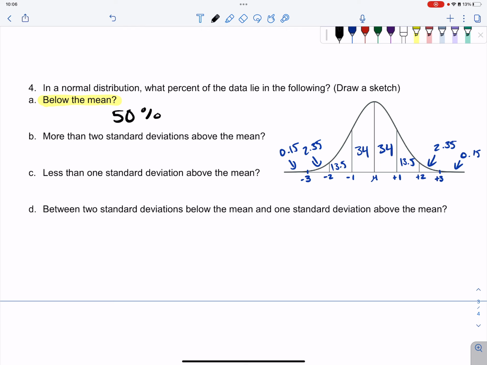And now you could take all of those percentages, the 34 plus 13.5 plus 2.35 plus 0.15, and you will get it to be 50% if you add all those together.